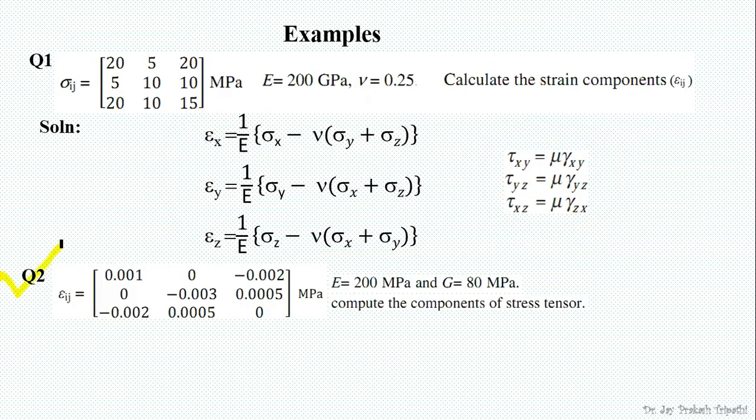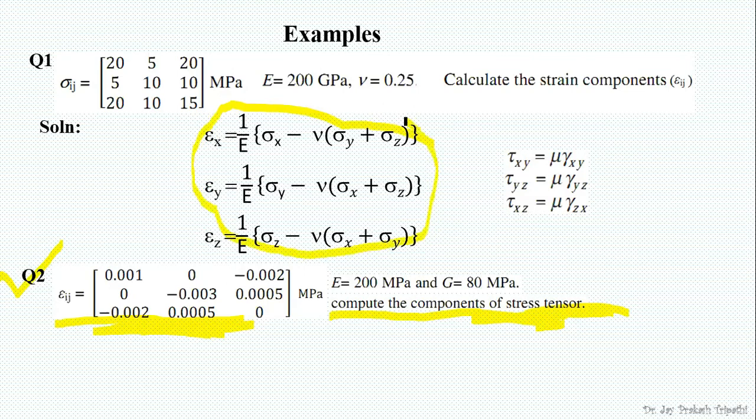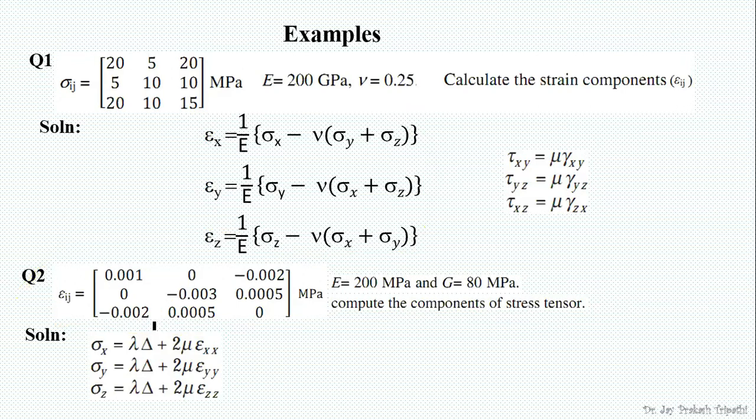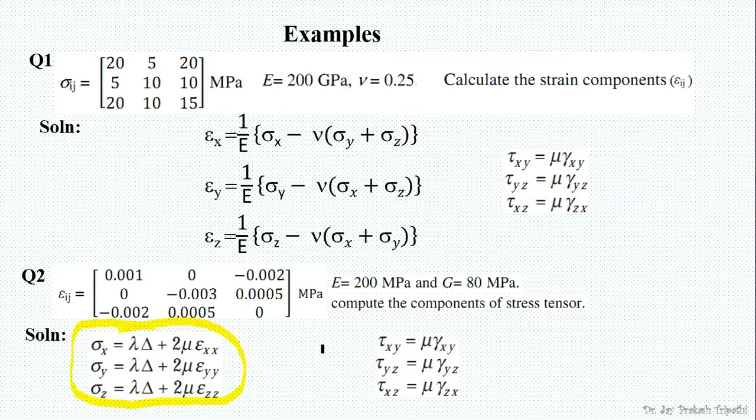Second example. In this example, strain components are given and we have to compute the stress tensor. So now if we use these three relations, then the computation will be very difficult. So we will use these three relations for calculating the stress components, and the calculation will be very easy, very straightforward. And just use these three relations and directly you can find out the shear stress components.